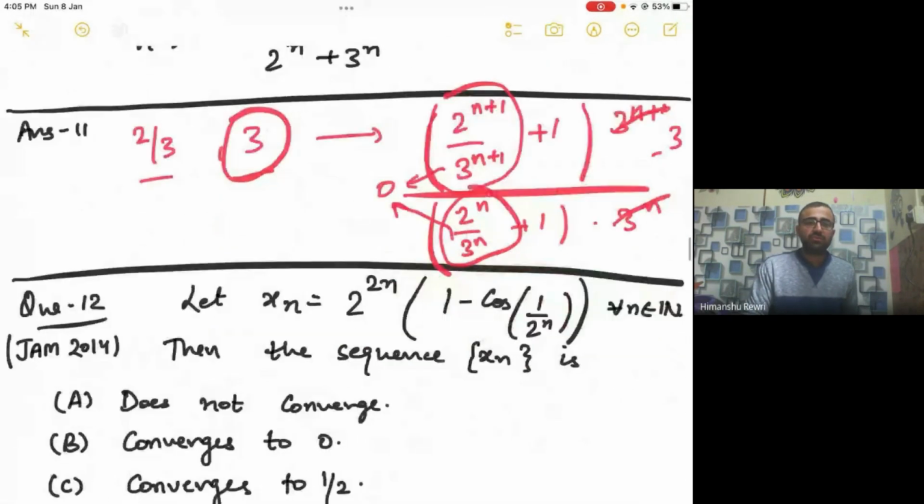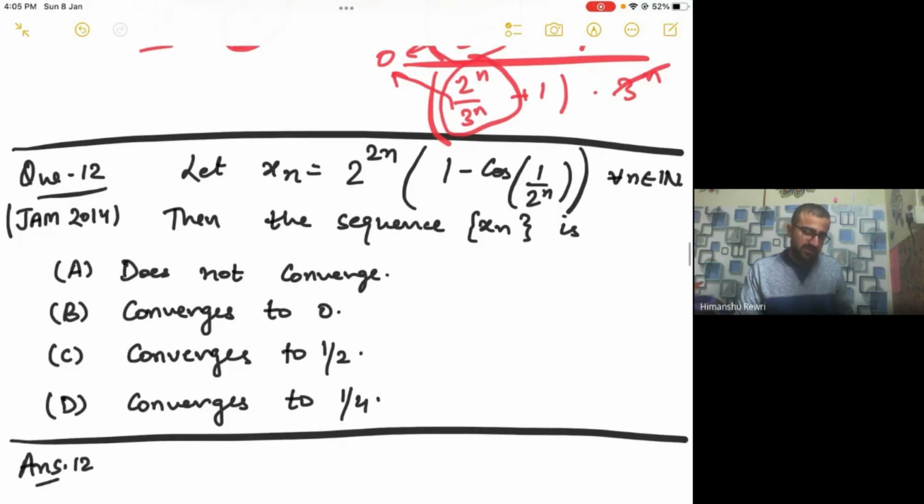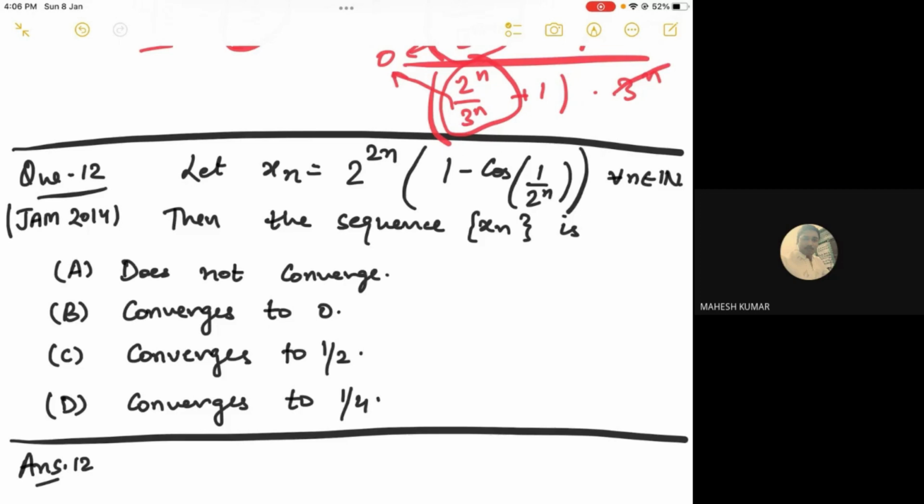Okay, so let's go to question number 12. This question comes in JAM 2014. The question says that we are given a sequence xn, which is 2 raised to the power 2n into 1 minus cos 1 by 2 raised to the power n, for all n in N. Then what about the sequence xn? It will not converge, it converges to 0, it converges to 1 by 2, or it converges to 1 by 2. It converges, but we have to check the limit.